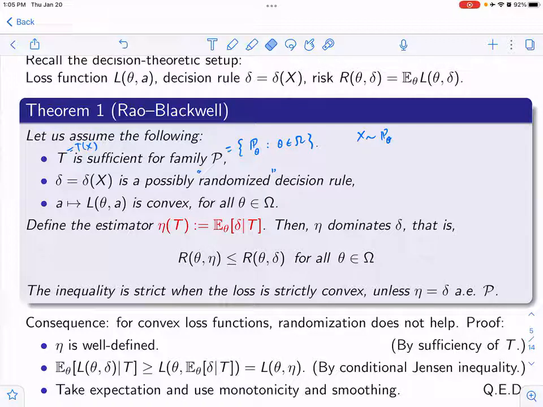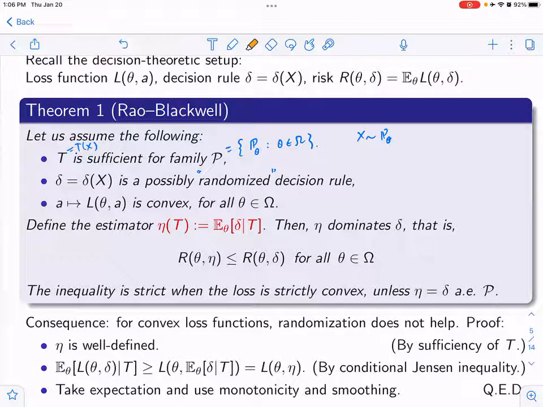Okay, so the only place in this theorem and the proof that we're going to use sufficiency is actually to say that eta is well defined. So anyone, I used this statement before when we talked about completeness. Anyone remembers what I mean by eta is well defined? So eta is well defined by sufficiency of t. So what do I mean by that? Its definition does not depend on parameter theta, so it's a statistic.